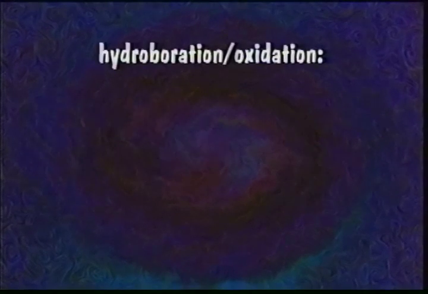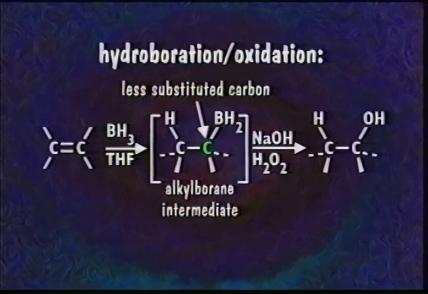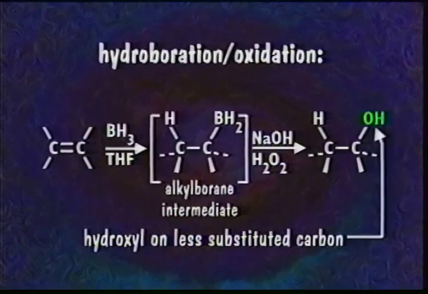So, basic chemical reaction: an alkene in the presence of BH3 forms an alkyl-borane intermediate with boron on the less substituted carbon and hydrogen on the more substituted carbon. This alkyl-borane intermediate is treated with hydrogen peroxide and a base to form an alcohol with the hydroxyl on the less substituted carbon.